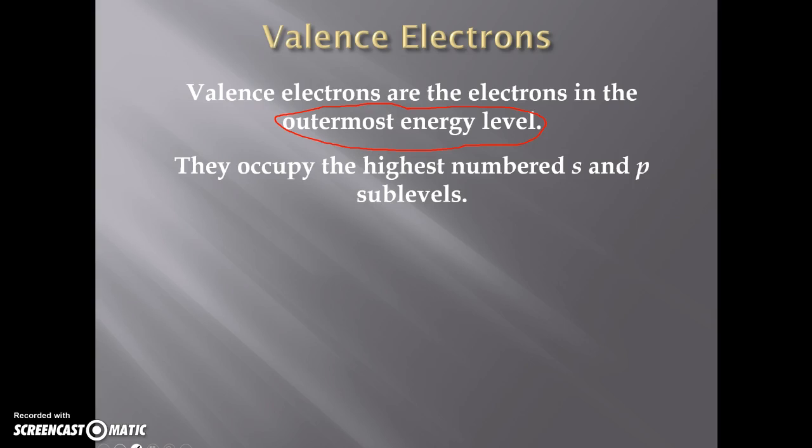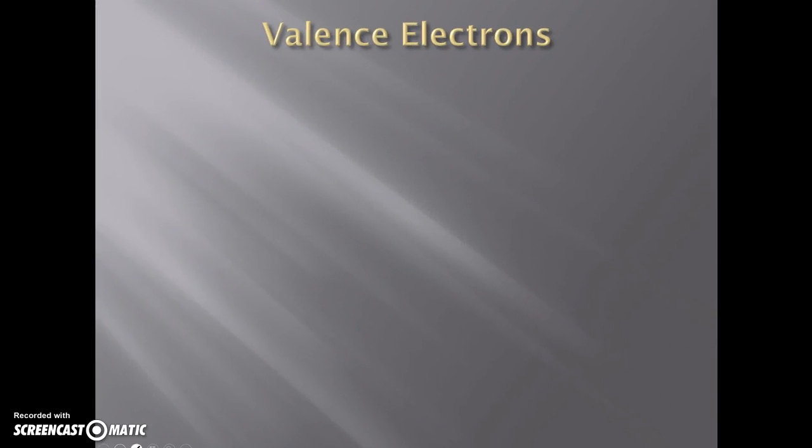They occupy the highest numbered S and P sublevels. So we're only dealing with S and P sublevels. We're not dealing with any Ds or Fs. So the maximum valence electrons that you can have is 8, because S can hold 2, P can hold 6. I should never end up with 10 or 12 or 20 valence electrons. I can only end up with 8. So keep that in your mind. That's super important.